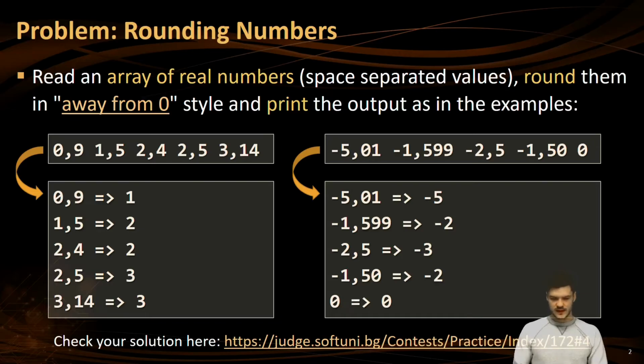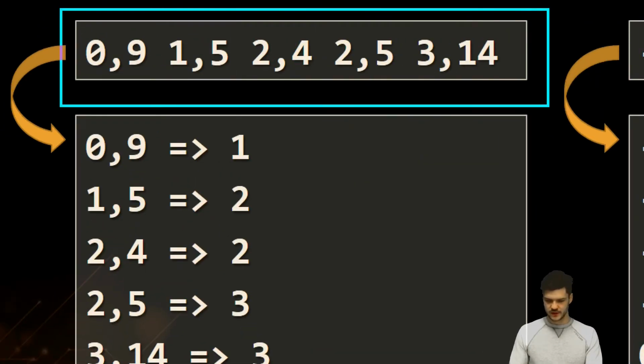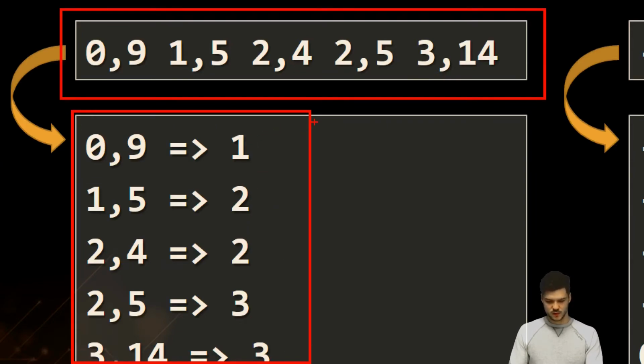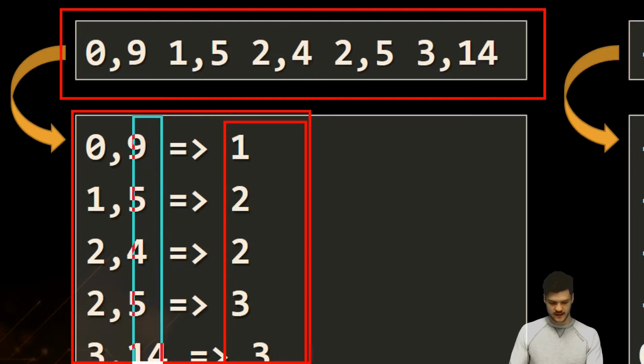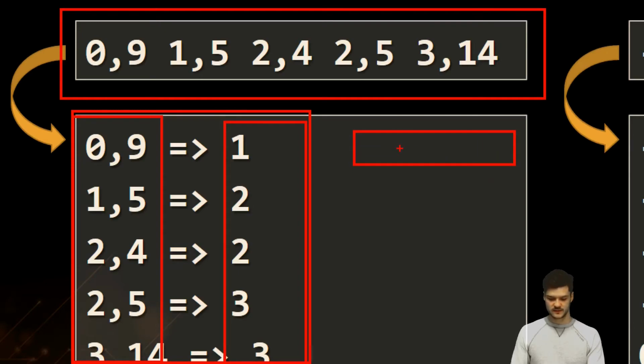So let's begin solving this problem. Let's see, what do we have? Let's see one example. This is our example input and our example output. As you can see, we're going to have two arrays: one array of integers and one array of doubles, right? So basically what we need to do is, initially we need to read the input from the console, and we need to store it inside a string array, right?